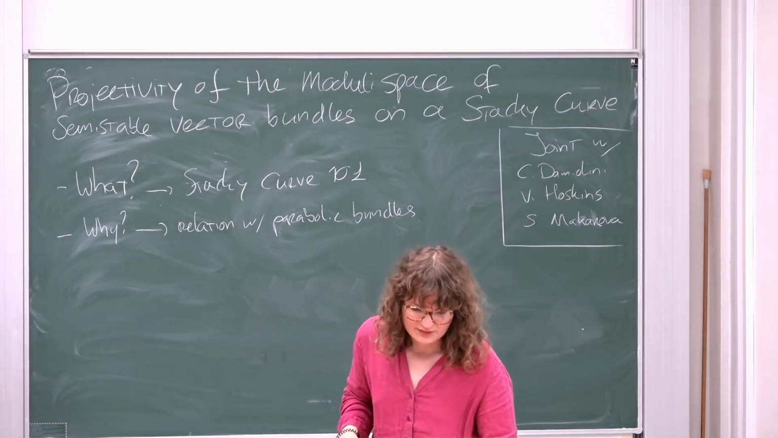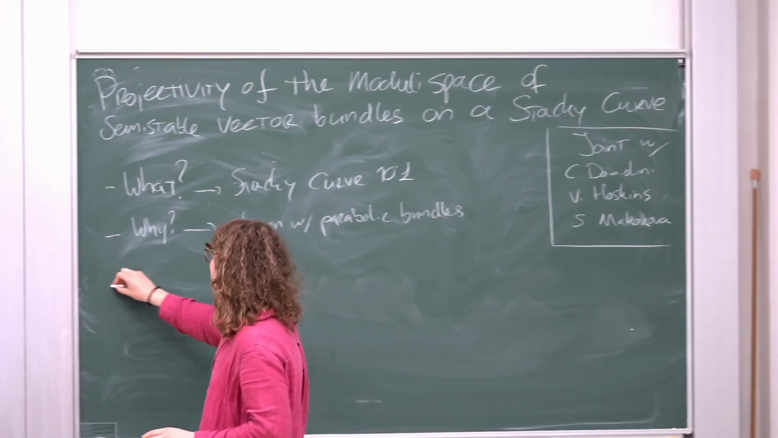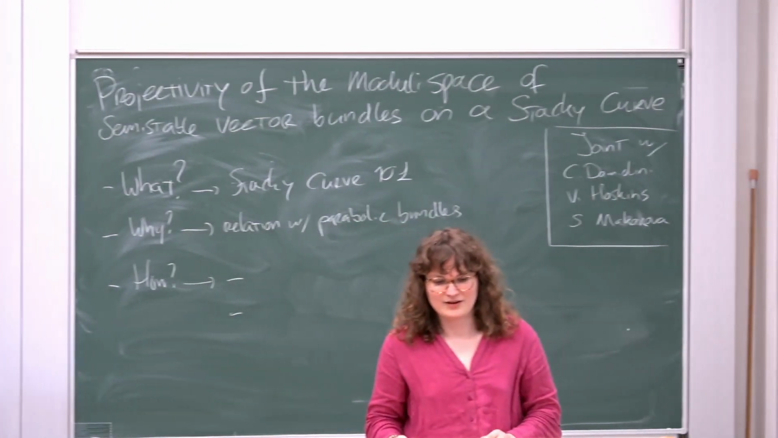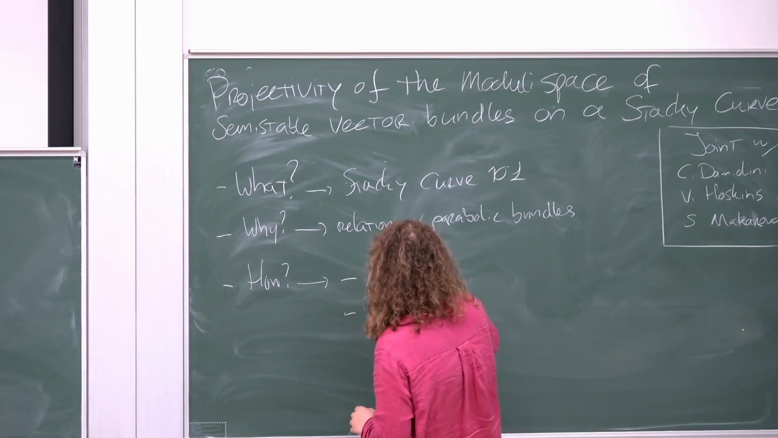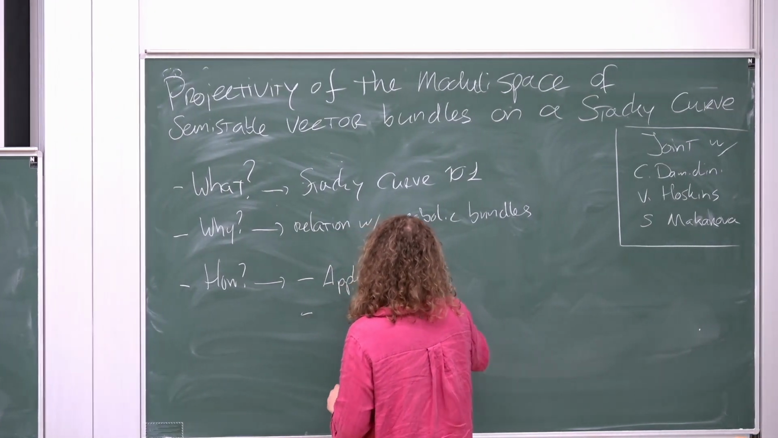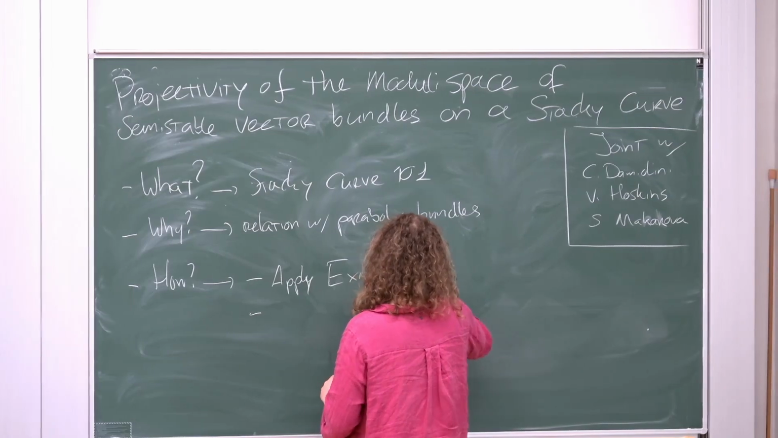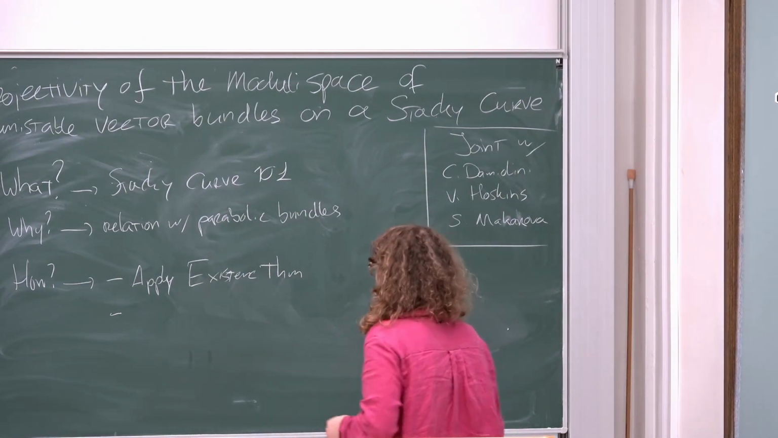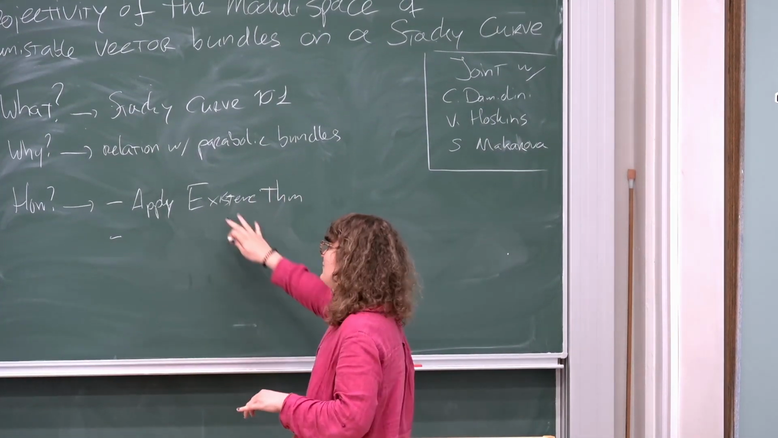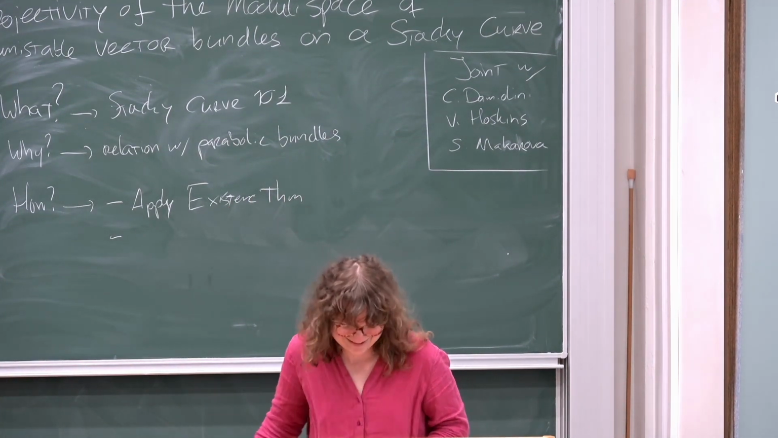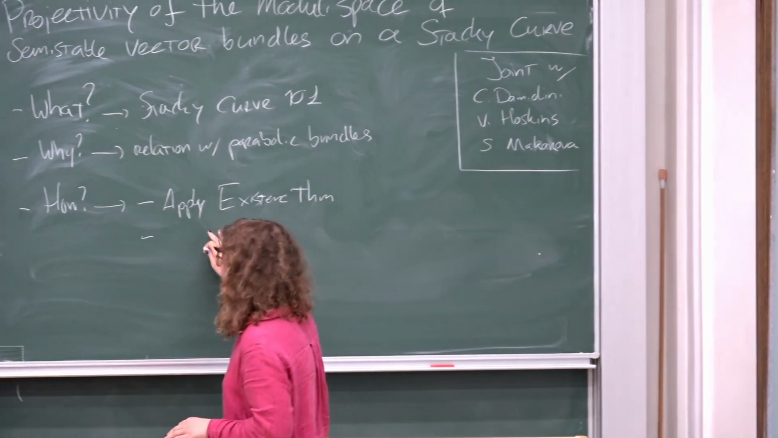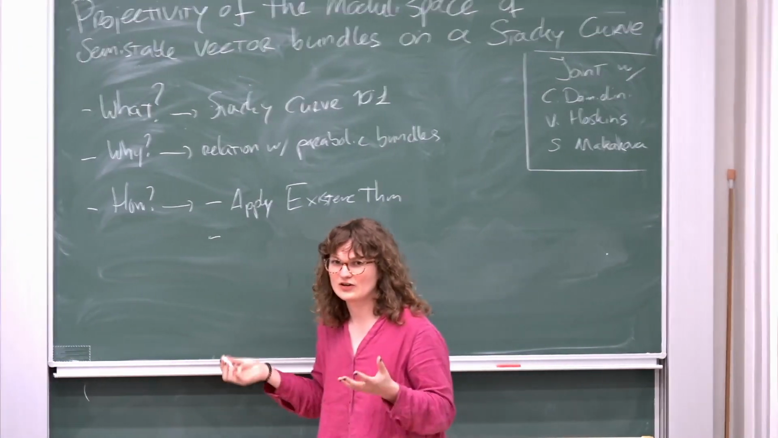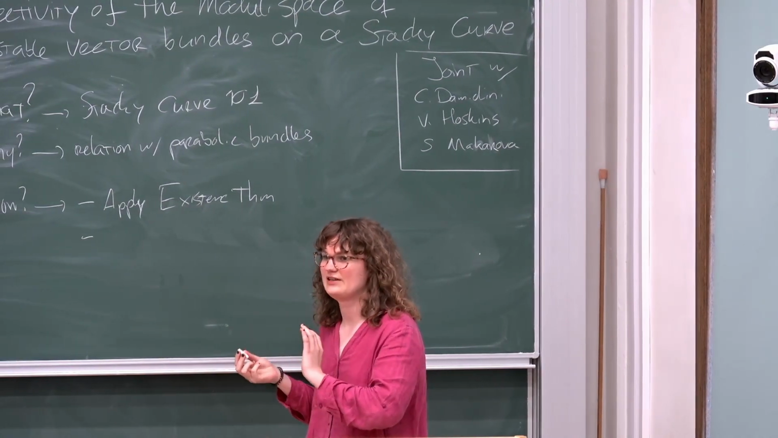And then the final half of the talk should be about the question how. And this has two steps. Step one is to apply the existence theorem. This was the theorem that our last talk was about. And as we heard in the last talk, this is really made for vector bundles. So this is the easy part. And then the second step will be to construct a line bundle explicitly and to explicitly give lots and lots of sections.